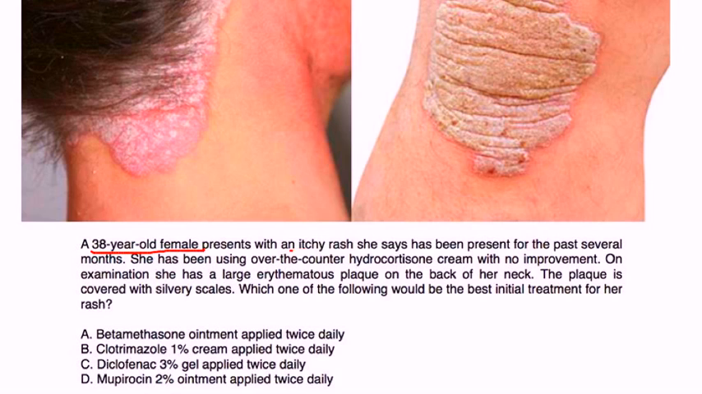A 38-year-old female presents with an itchy rash. She says it has been present for the past several months. She has been using over-the-counter hydrocortisone cream with no improvement. On exam, she has a large erythematous plaque on the back of her neck. The plaque is covered with silvery scales. Which of the following would be the best initial treatment for her rash? Well, initially always go for the topical corticosteroid ointment. And of those listed, that's choice A.